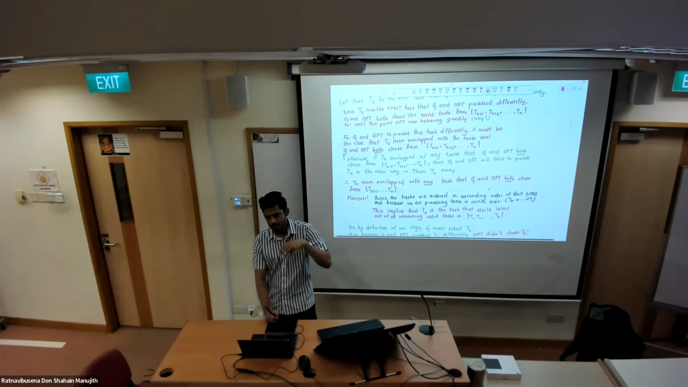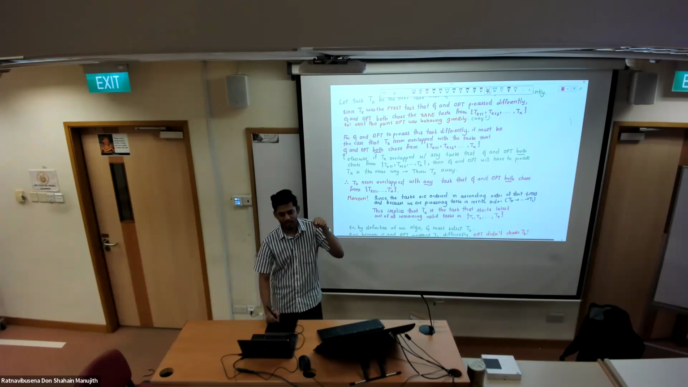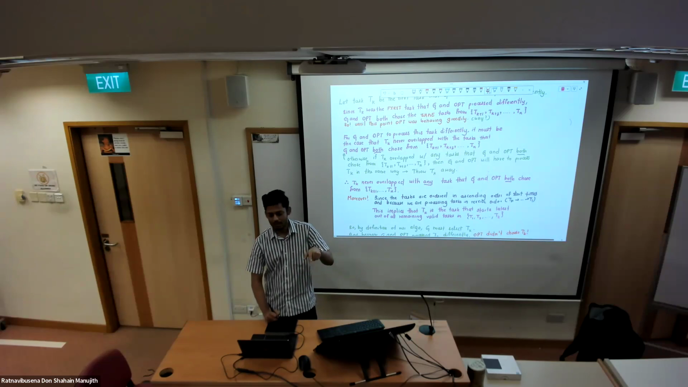And then OPT and G acted differently. The only way they can act differently is because G is the greedy one, and the greedy one always chooses the activity that starts the latest. That means G always chose Tk. But since G and OPT were behaving differently, that means OPT never chose Tk.